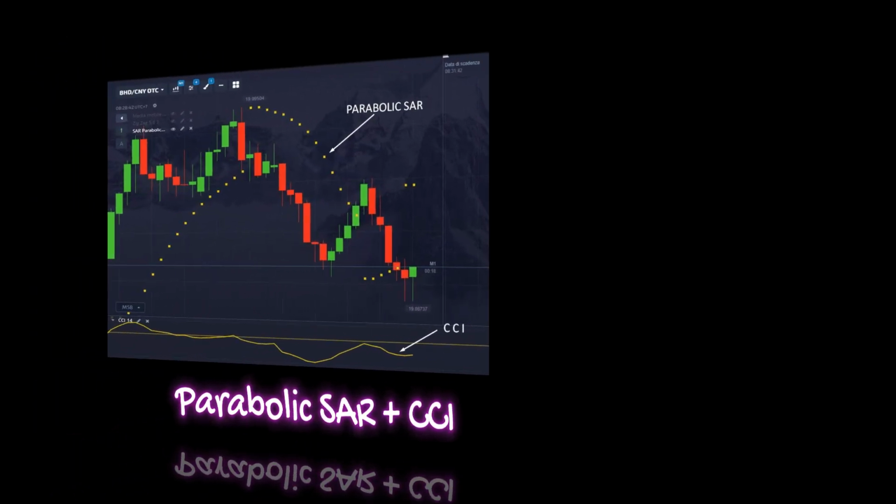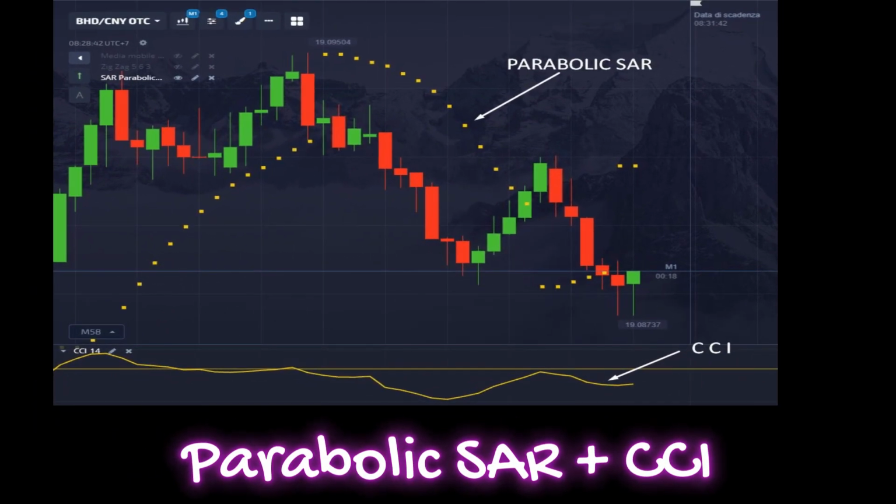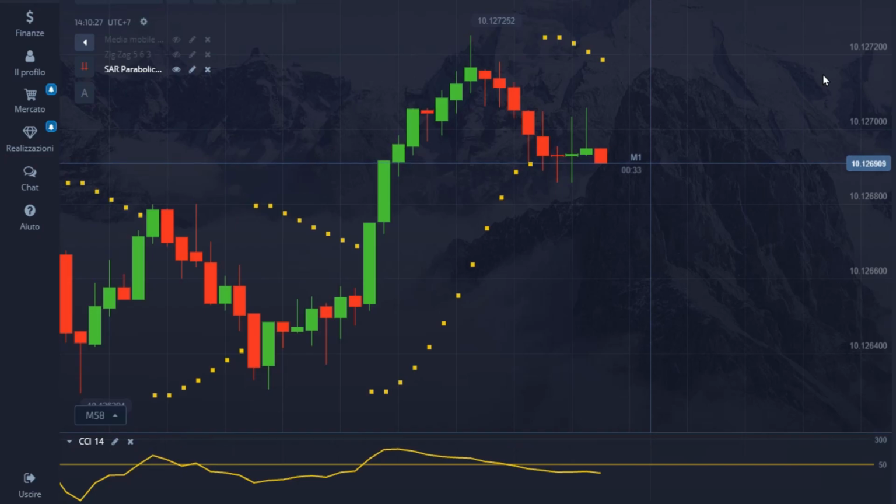Simple strategy with SAR and CCI indicators. Simple strategy often gives better results than complicated systems. It is easier to master and gives the trader more confidence in making the right decisions.